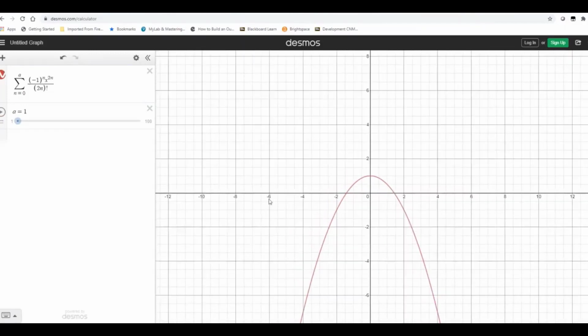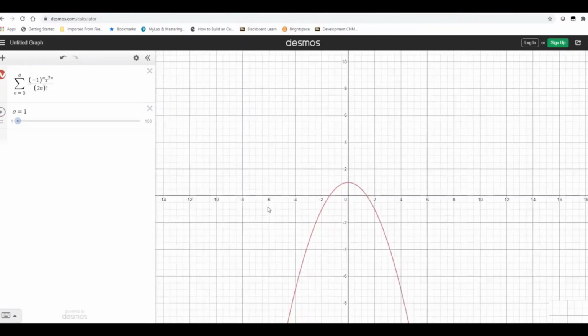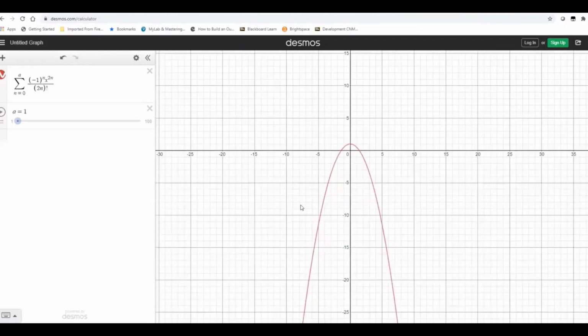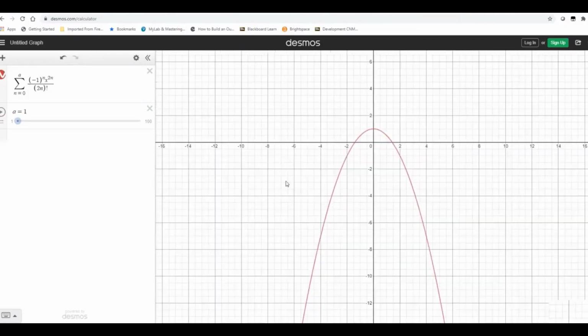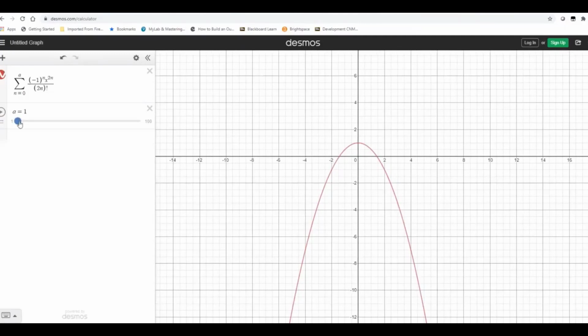When I have a being just 1, then this is a second degree polynomial, which is just a quadratic, right? You see that? Just a regular old quadratic. Now, when I move that slider up and make it a 4th degree polynomial, right? Now it looks kind of like a 4th degree polynomial. Bump it up again. Now it's a 6th degree polynomial. Then 8th, 10th, 12th, and so on, right?